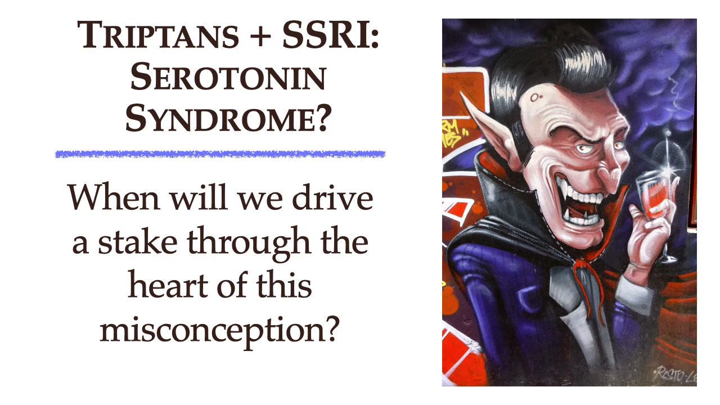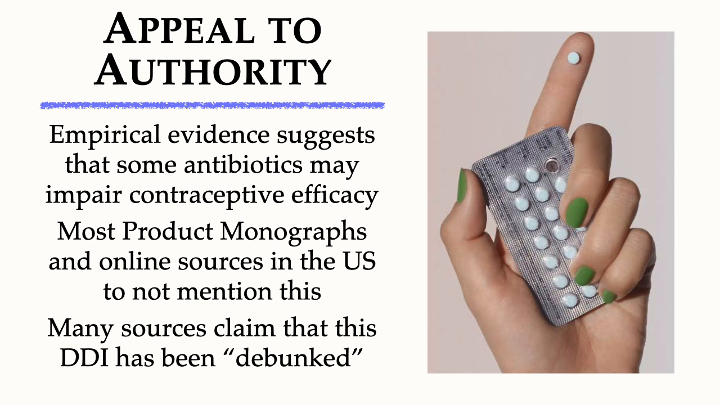But there are other cases where authorities have misled us. This issue has been debated since the early 1970s. Empirical evidence suggests that some antibiotics may impair contraceptive efficacy. And here we're talking about oral hormonal contraceptives, estrogen-progestin contraceptives. Yet most product monographs and online sources in the U.S. do not mention this interaction. And many sources these days claim that this drug interaction has been debunked. But the amount of misinformation has been just staggering.